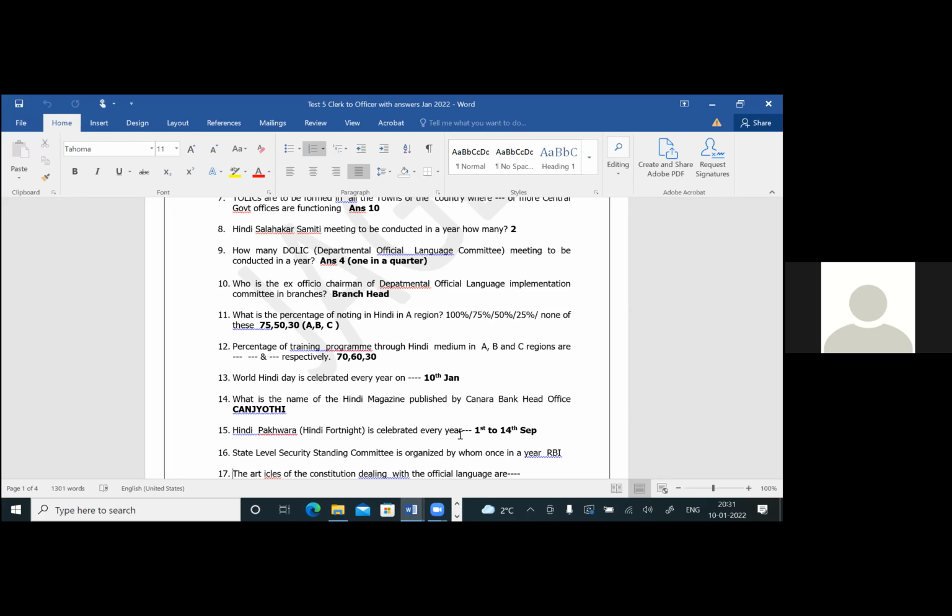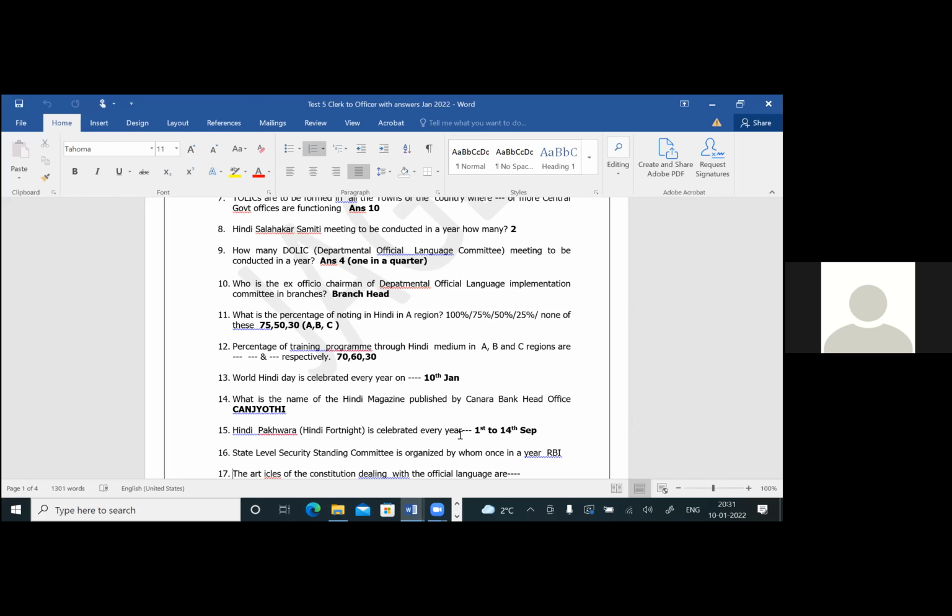Whereas customer day should be conducted on 15th of the month, and if 15th is a holiday, it has to be conducted on the next working day. What is the time during which the customer meet has to be conducted every month? Between 3 p.m. and 5 p.m. So this is with regard to customer day, customer fortnight and staff meeting.